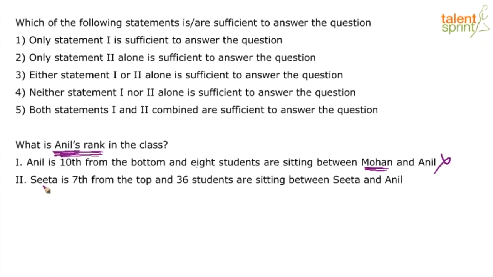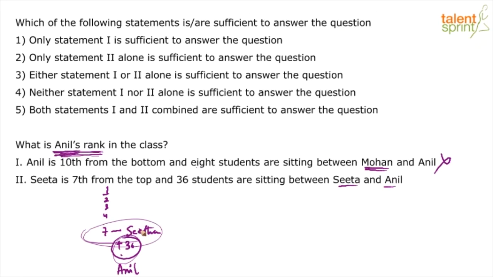But read the remaining part of the information. Sita is 7th from top and 36 students are sitting between Sita and Anil. Now, statement 2 alone is sufficient to find out Anil's rank. How? See, this is rank 1, 2, 3, 4 and so on up to 7. We know that Sita is 7th. And then I know that there are 36 students between Sita and Anil. Obviously, these 36 students will not be above Sita, because above Sita there are only 6 students. Sita is 7th from top. So if there are 36 students between Sita and Anil, Anil obviously has to come after 36 students from Sita. So Anil comes here. Now Sita's rank is known to us, plus 36, then plus 1 is the rank of Anil.